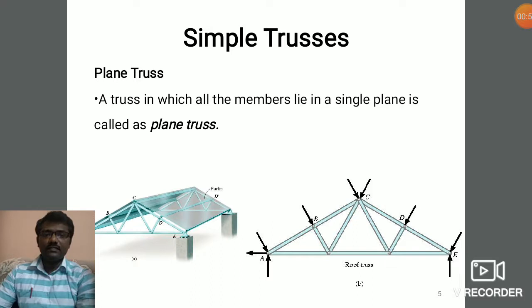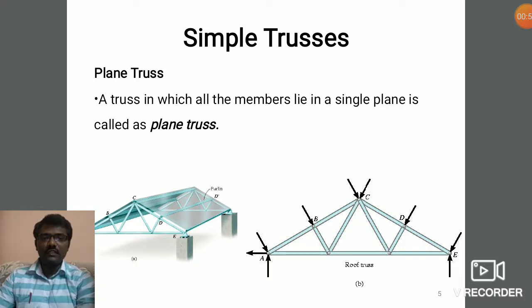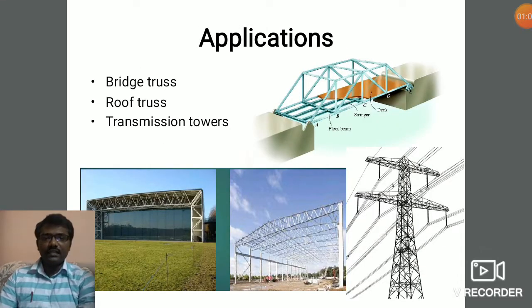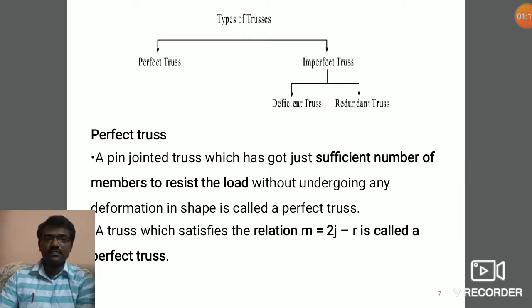So here we can see the diagram, where the load from the sheets is transferred to the purlin, and the purlin transfers it to each joint as axial forces. A truss in which all the members lie in a single plane is called a plane truss. The applications of the truss are the bridge truss, roof truss and transmission towers.